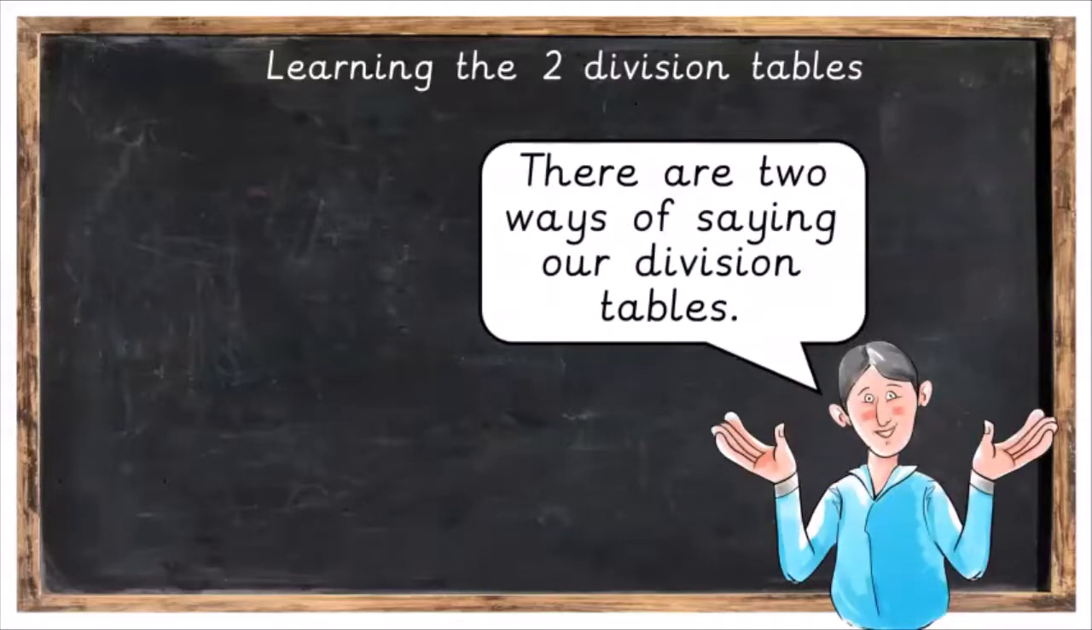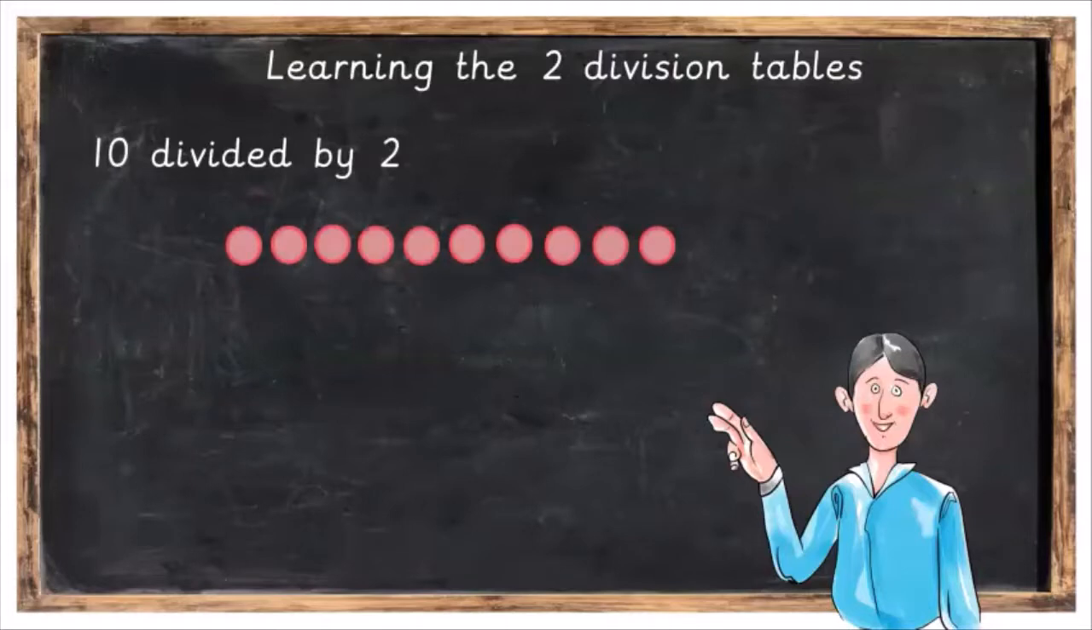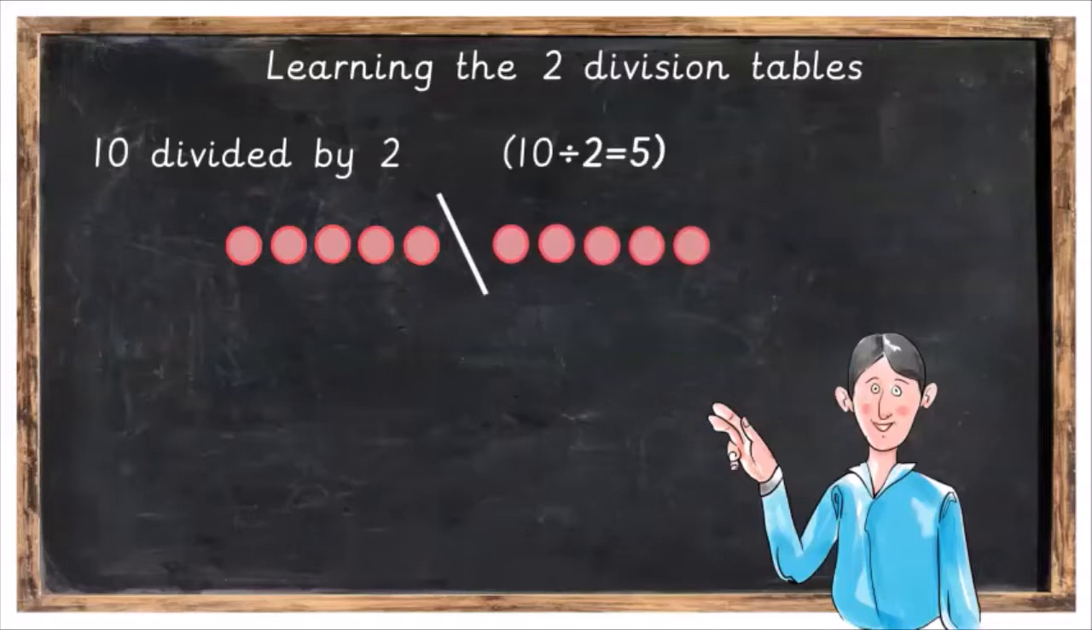There are two ways of saying our division tables. The first way is by saying 10 divided by 2. So if you take 10 and you divide it into 2 and you split it into 2 equal parts, you get 5 in each part, and we write that by saying 10 divided by 2 is equal to 5.